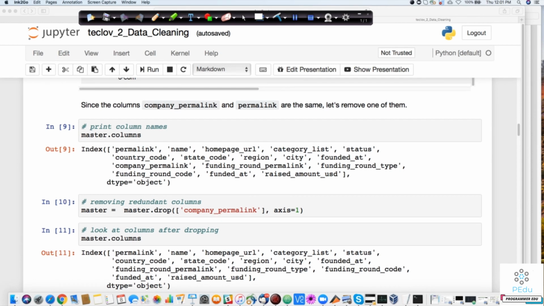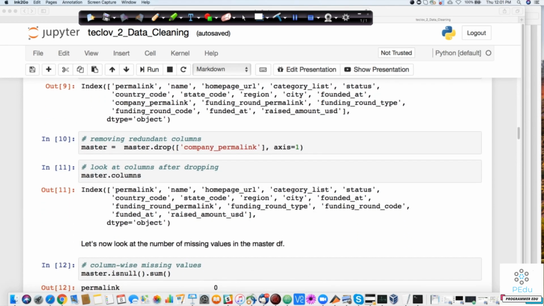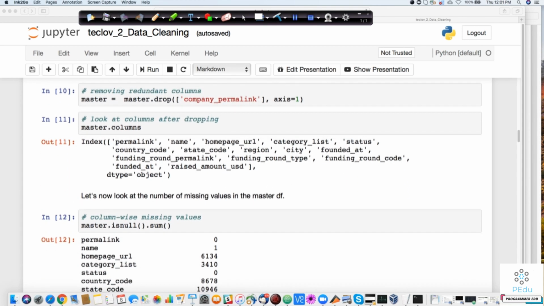This is the column list, but notice one thing: we still have a permalink here, and we also have a company permalink here. We don't need both, right? We have already merged them, so why do we need both? Let's remove this unnecessary extra column. We will drop the company permalink here. Now let's look at the columns, all look good.